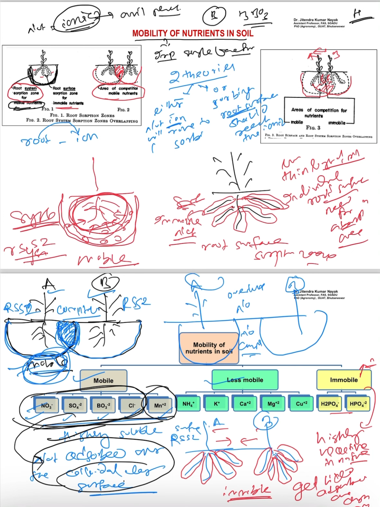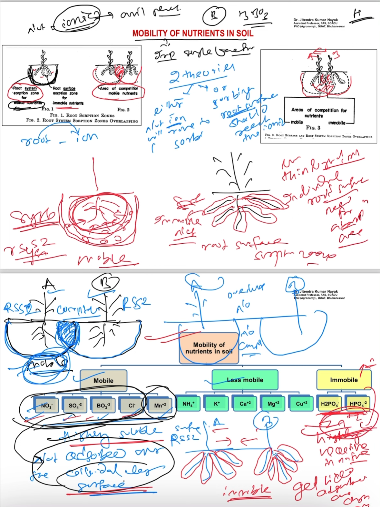There is both overlapping of the root surface zone as well as the root system sorption zone. So you have to remember that in the coming examinations you will be asked what is the root system sorption zone and what is the root surface sorption zone. With respect to mobility, which are mobile in nature? These are highly soluble and are not adsorbed by the colloidal clay surface. So these are nitrate, sulfate, borate or boron ions, chloride, and manganese ion. And which are immobile in nature? Basically phosphate ions, that is H2PO4 minus or HPO4 minus 2, and another is Zn+2.